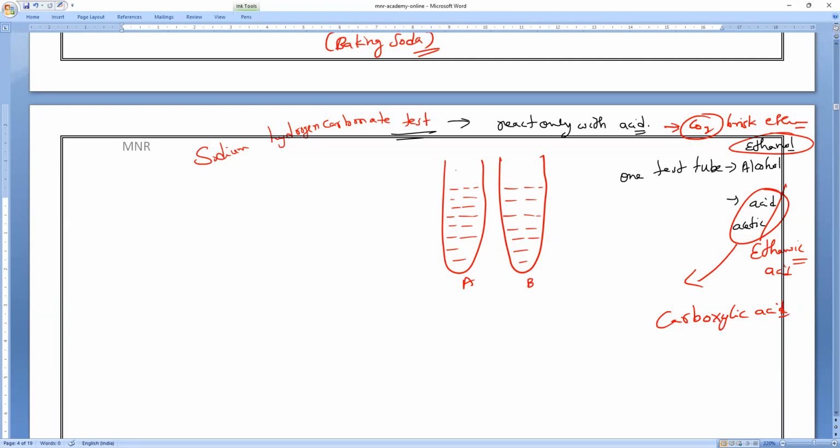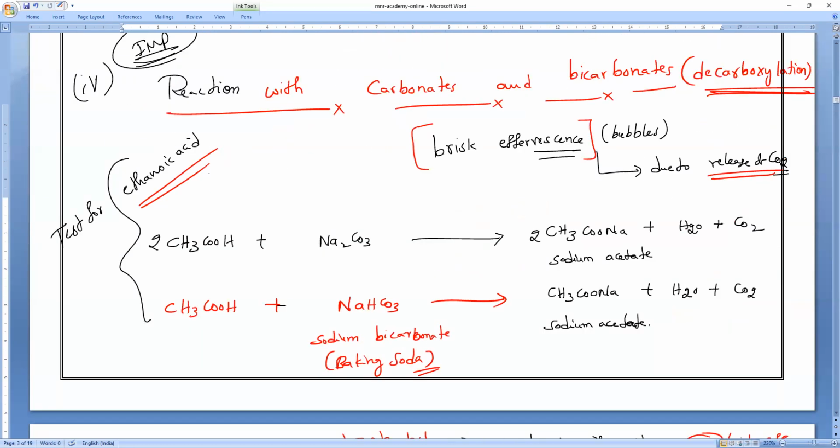Suppose in test tube A you notice brisk effervescence, then test tube B is what? Alcohol. Test tube A is the acetic acid. Like that, you can identify the given organic substances, whether it is an alcohol or a carboxylic acid, with the sodium hydrogen carbonate test. That is why I said it is very, very important.